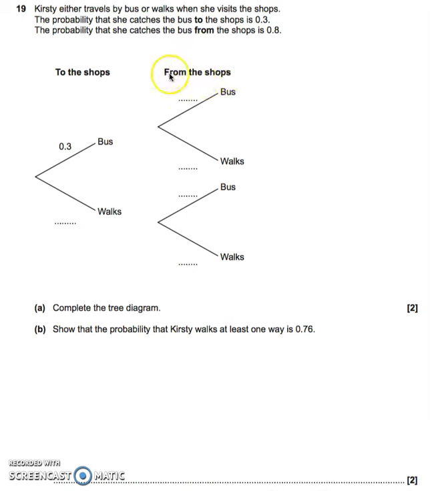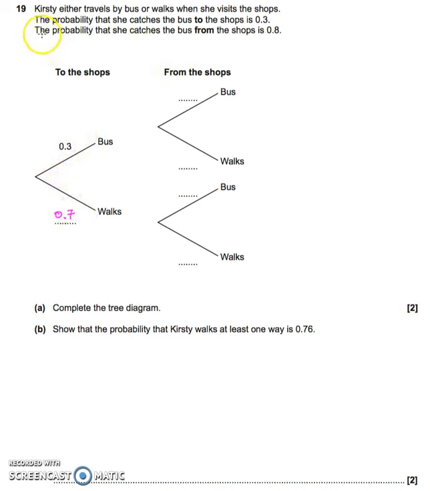So what we have to recognise here is that to the shops and from the shops are independent events of each other. The second event is not dependent upon what happened in the first event. And what we have to know here as well is that these two probabilities, the one that's missing here and this one that we have been given on our tree, add up to 1. So very easy to fill in the missing number here as 0.7, because that would make 1 if we were to add these two numbers together.